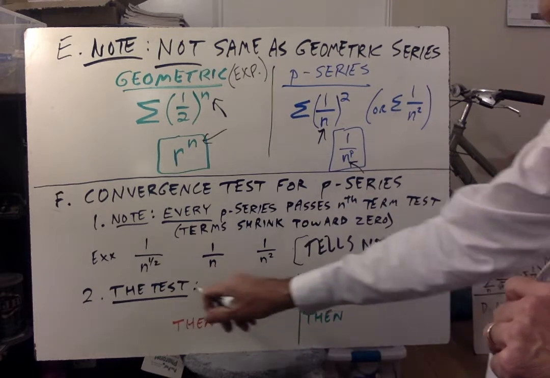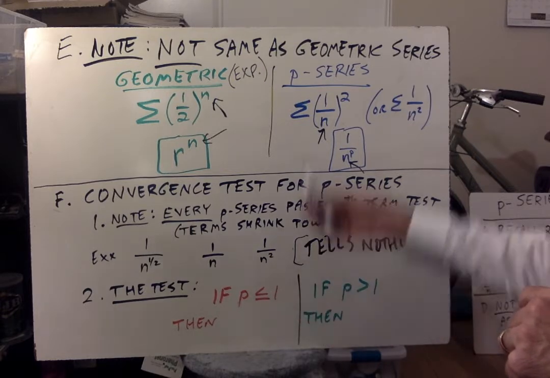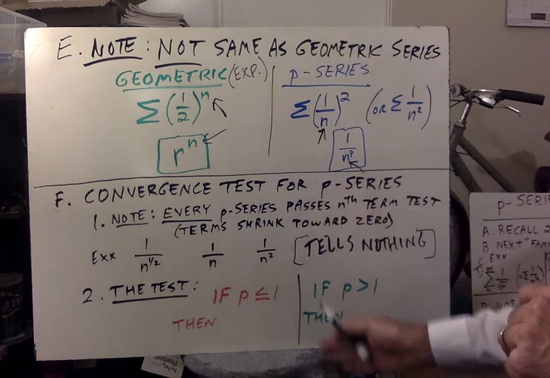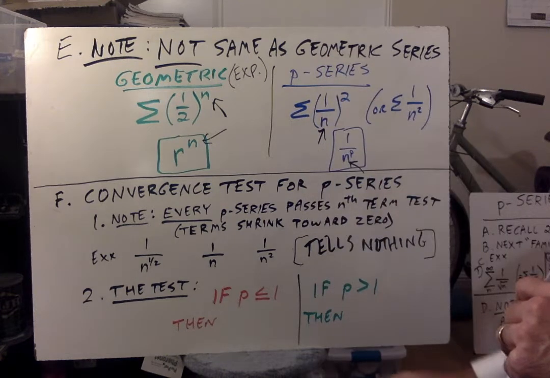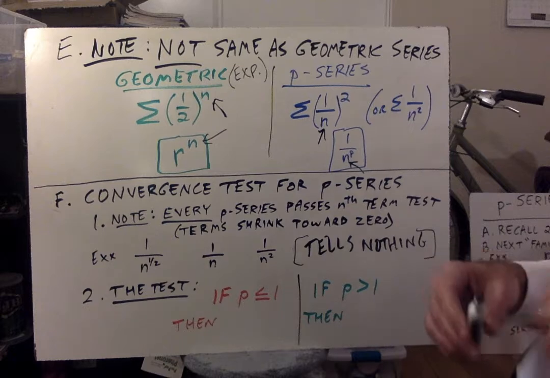All right, so here is the test. You look at p. And the dividing line is p equals 1, as we've kind of seen before. If p is less than or equal to 1, then something happens. And if p is greater than 1, then something happens.